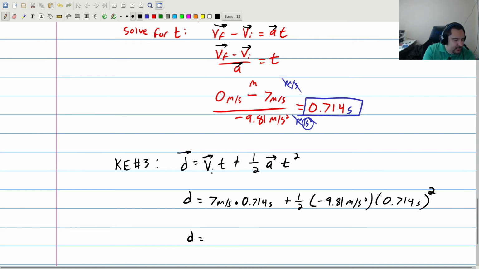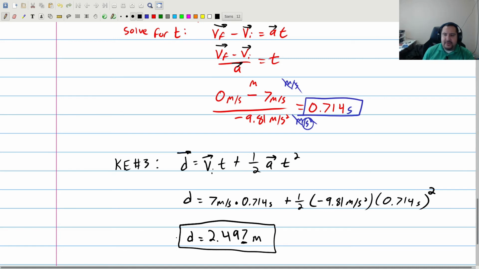D is equal to, I got 2.497 meters. If you got something relatively close to that and it's only off by like that digit, that's probably just rounding error. If you got something way different, that probably means you typed something wrong into your calculator.